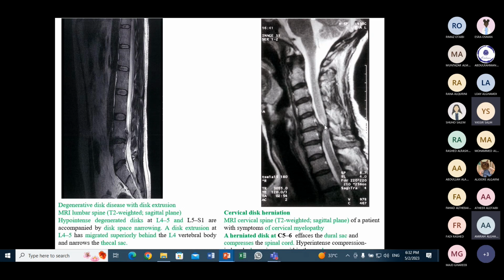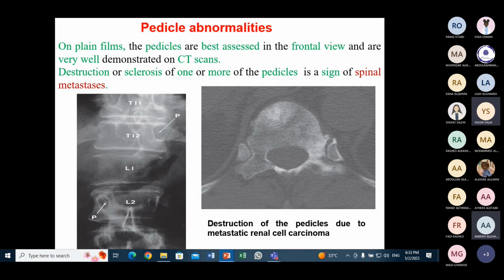Notice that the spinal cord here shows a signal. This is normal spinal cord, but there is a hyperintense signal due to the herniation of this cervical disc. Therefore this patient presents with myelopathy symptoms related to spinal cord compression. So this is a vertebral disc; this is a disc space degenerative disease.